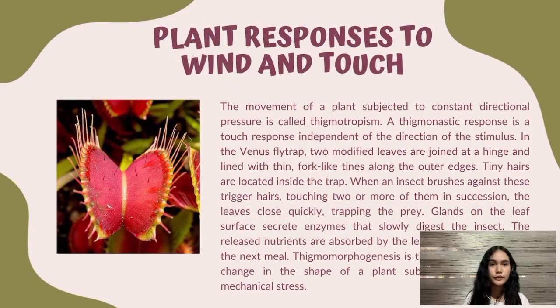Plants' responses to wind and touch. The shoot of the pea plants winds along the trellis, while the tree rises at an angle in response to powerful prevailing winds. They are examples of how plants respond to contact or wind. The movement of a plant subjected to constant directional pressure is called thigmotropism. The Greek term thigma means contact, and tropism means direction.